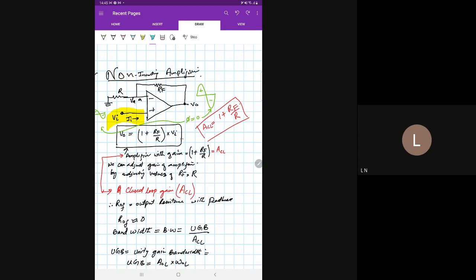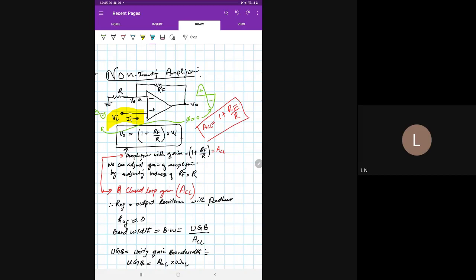So we can then summarize the amplifier. This non-inverting amplifier, its gain is equal to 1 plus Rf by R, which is equal to ACL, the closed loop gain. It is not its open loop gain, because there is a feedback now. It is not an open loop configuration now. It is a negative feedback configuration. Therefore, its gain will be equal to closed loop gain. And mathematically, it is equal to 1 plus Rf by R.